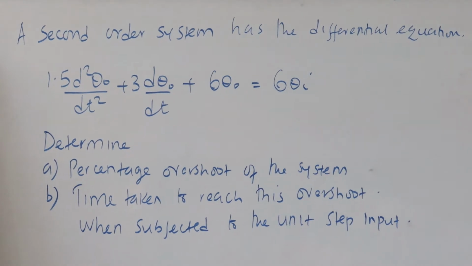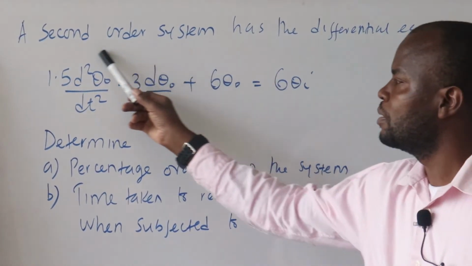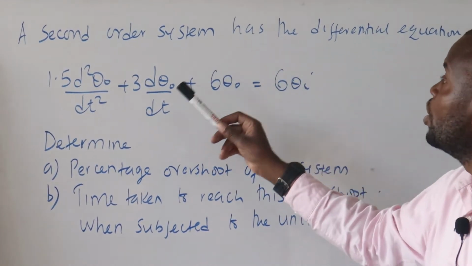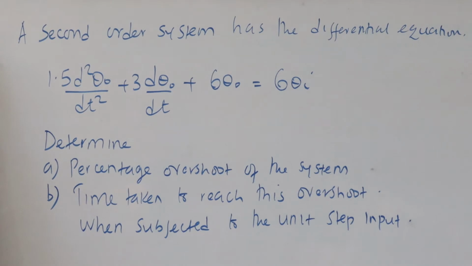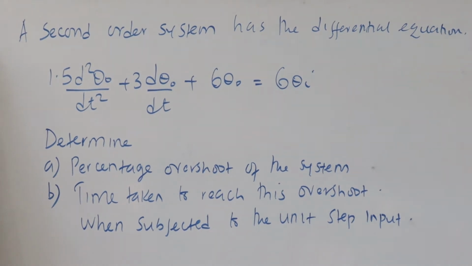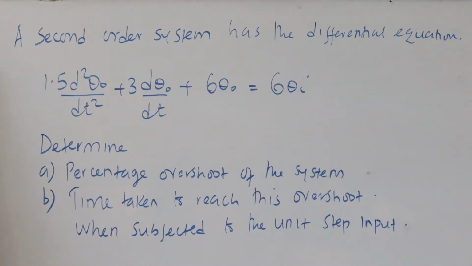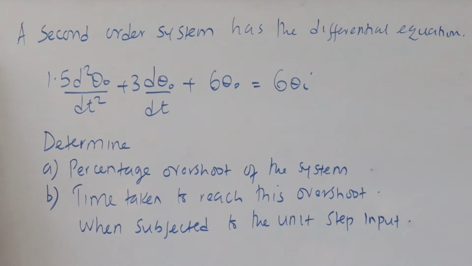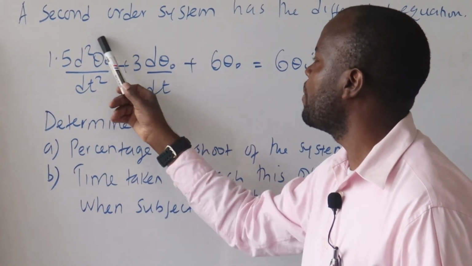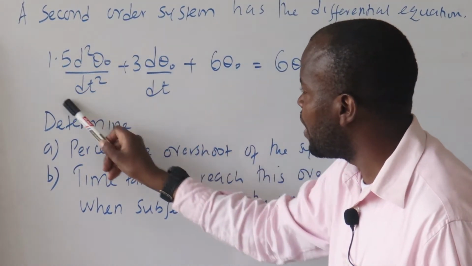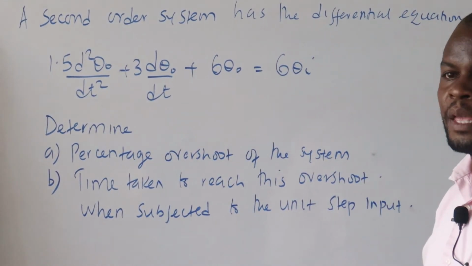The first thing that you are supposed to do is make this particular differential equation look like what we refer to as the dimensionless equation, and then you compare the two. For us to make it look like that, we are going to divide by 1.5 so that this value here is made to be 1, which means we are going to divide all over by 1.5.